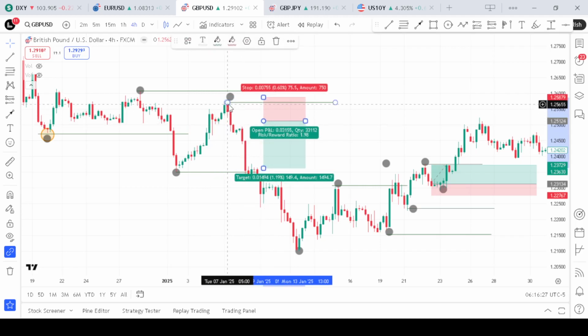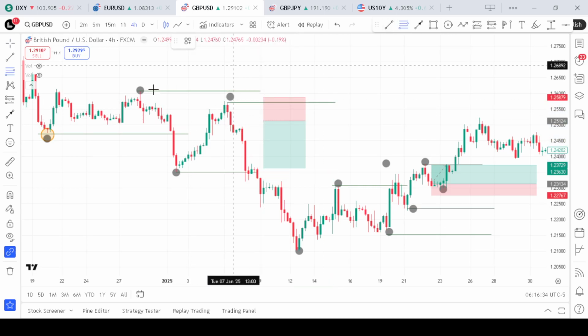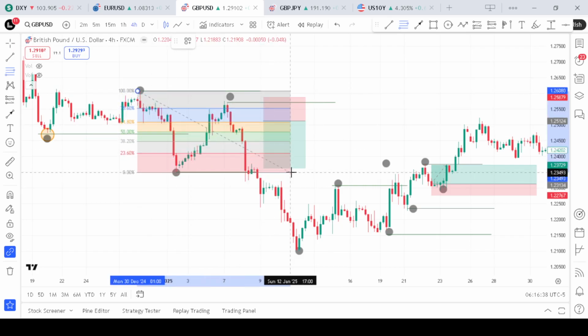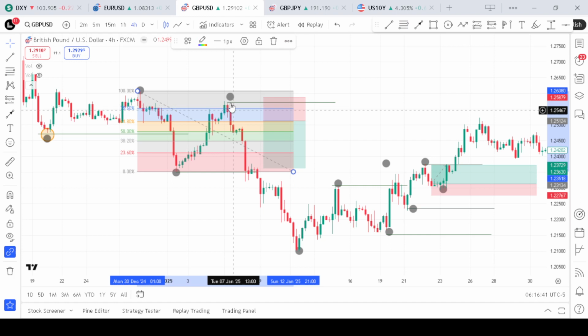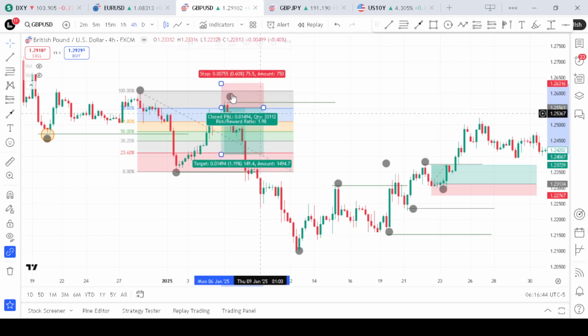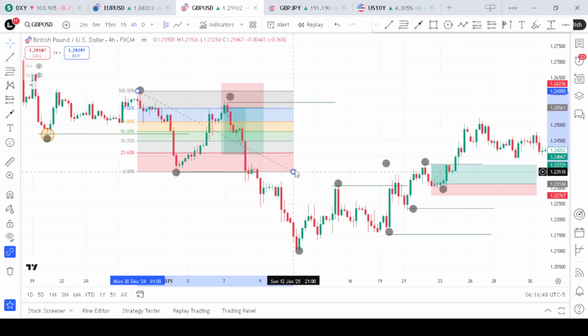Always enter after you see your confirmation. You can enter after your candlestick pattern, or we can enter after price has reacted from your Fibonacci retracement level. You must have a confirmation. Do not assume that price must reverse from a particular area, so you take your trade before price reverses. You have to wait for your confirmation before you enter such a trade.